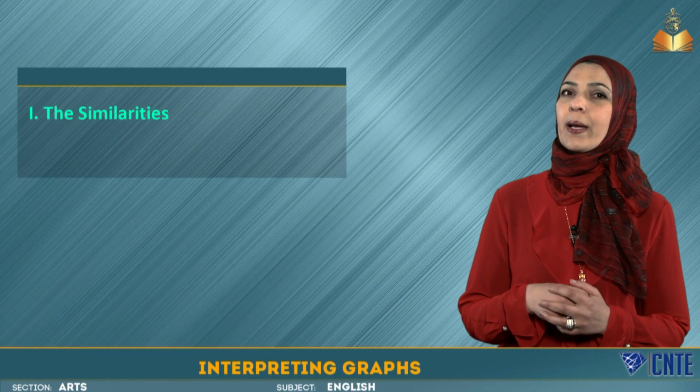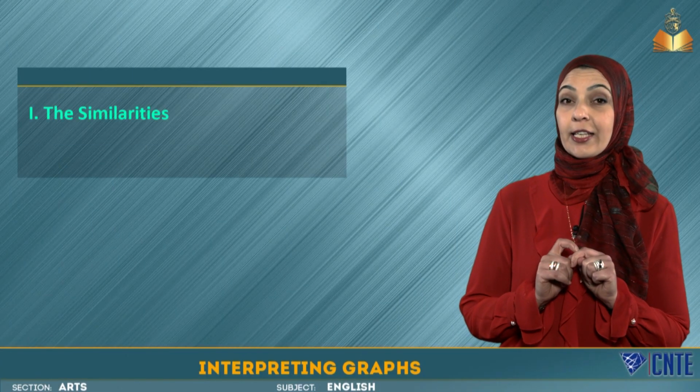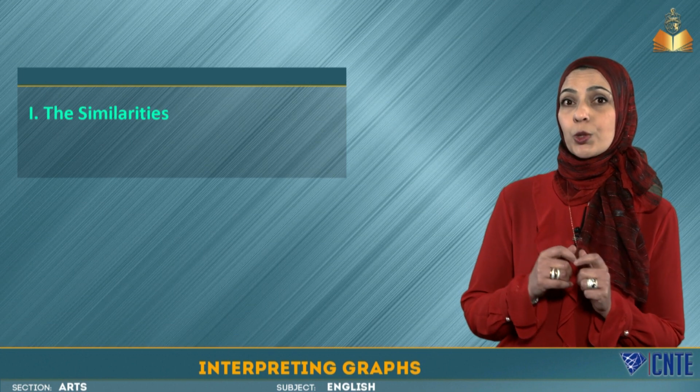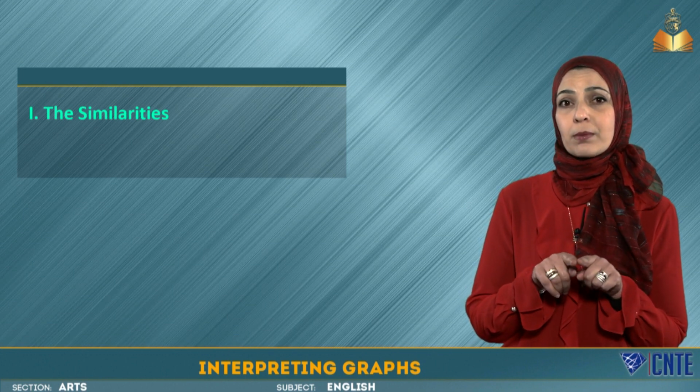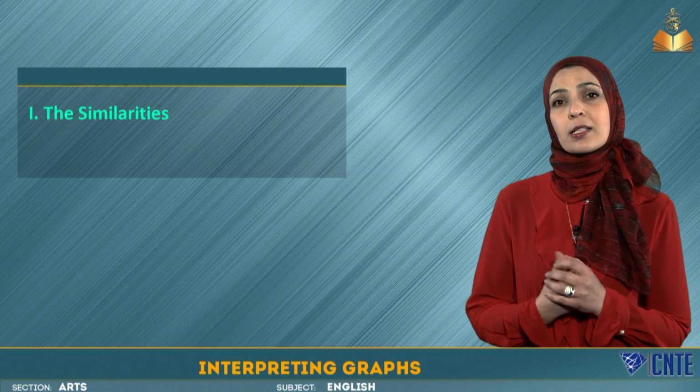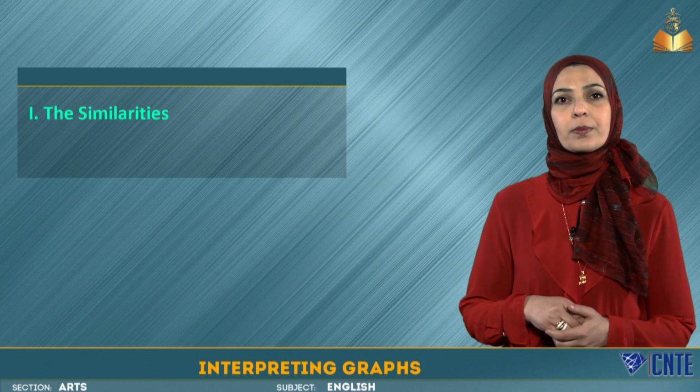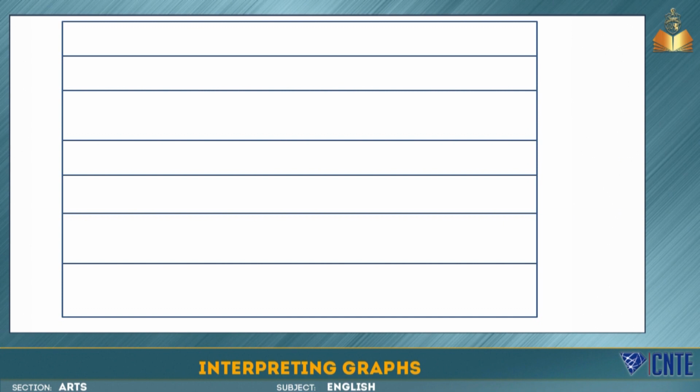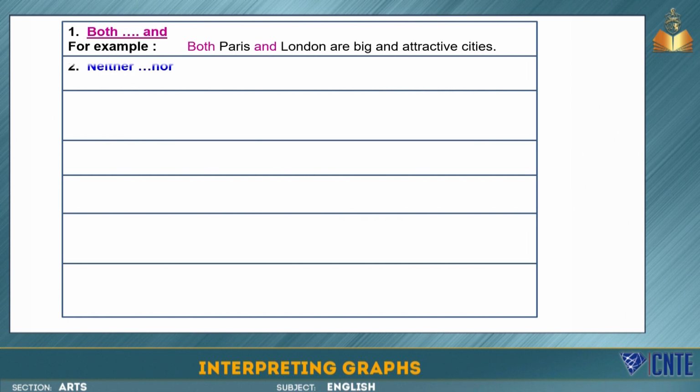Now, let's talk about similarities. Again, there are many expressions you should use in order to describe similarities. Here are some expressions and examples. First, you may use both and. For example, both Paris and London are big and attractive cities. Another expression is neither nor. For example, neither children nor adults appreciate visiting museums.